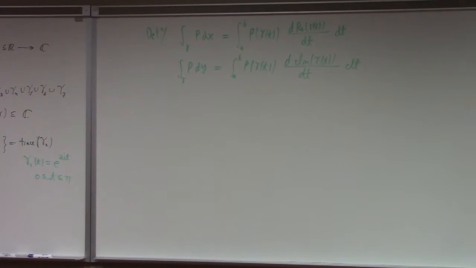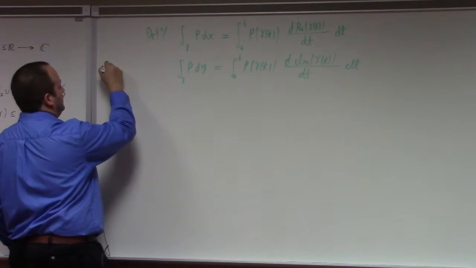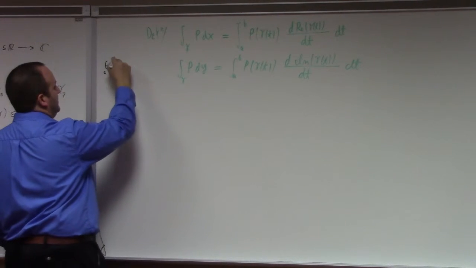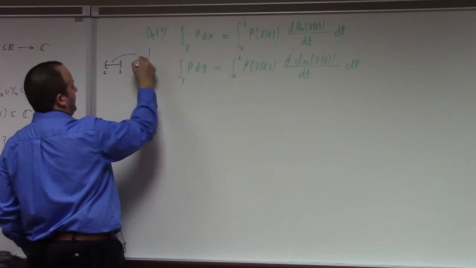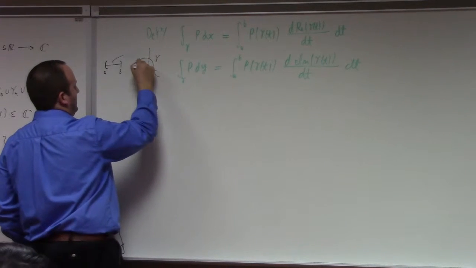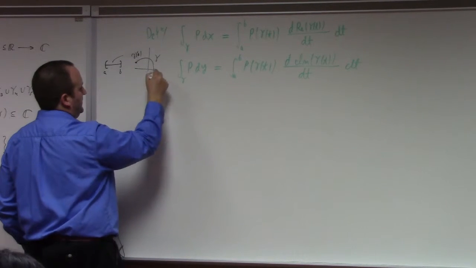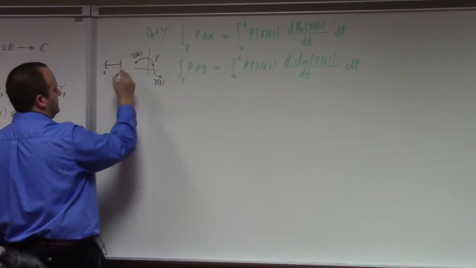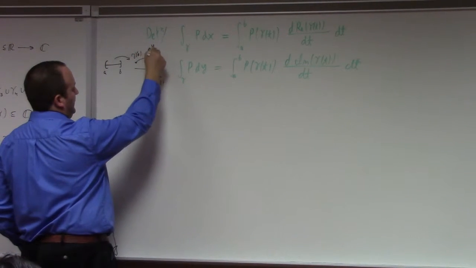So I'm defining integrals here. Let me be more specific about what's going on. So here you've got some closed interval from a to b, and then here's the complex plane, right? Gamma is some curve. It's going from this point to that point. Here's gamma of a, here's gamma of b, right? So this curve is gamma. And so here's y, here's x, right?